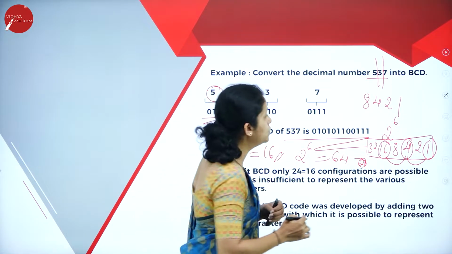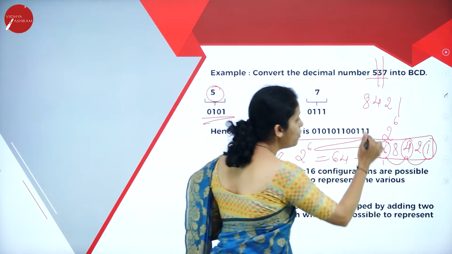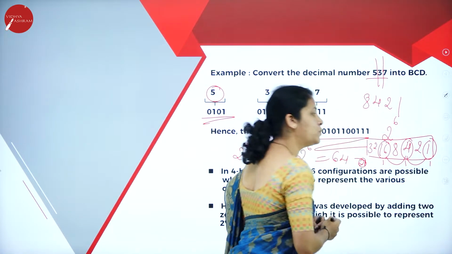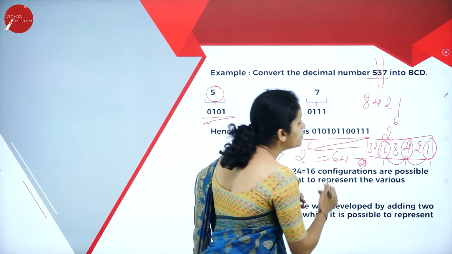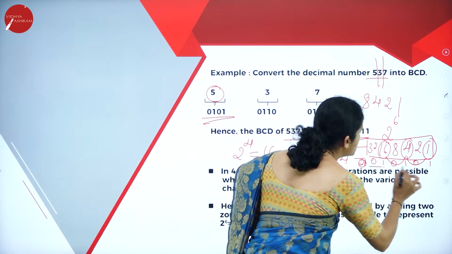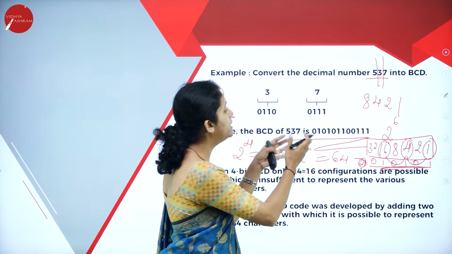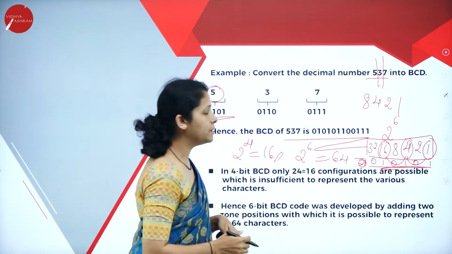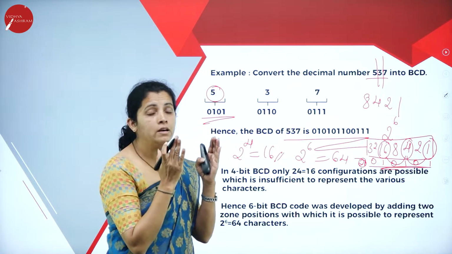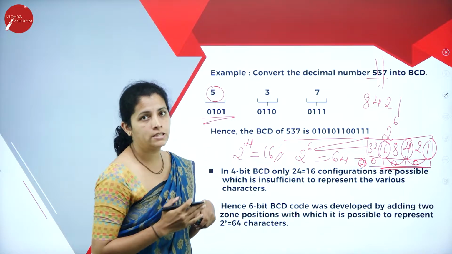So what will I do? In place of 16, I'll write 1. In place of 4, I'll write 1. And in place of 1, I'll write 1. And for the rest of the weights, I'll write 0, 0, 0. So this is the binary representation of the given decimal number. This is the way I can convert or represent a decimal number in BCD.